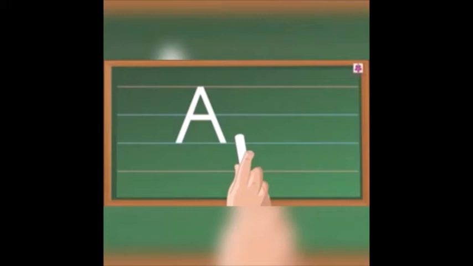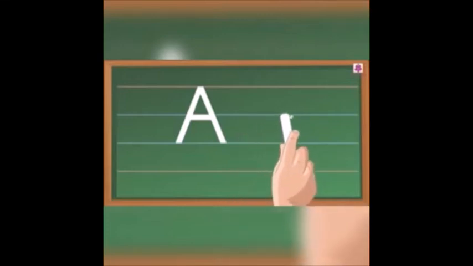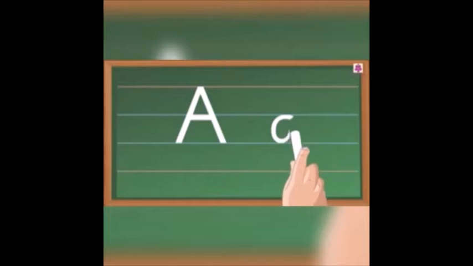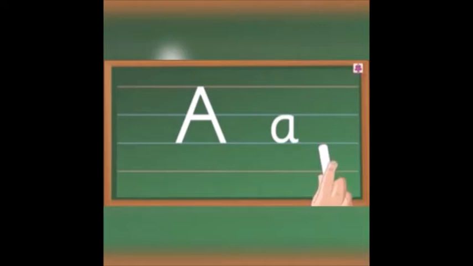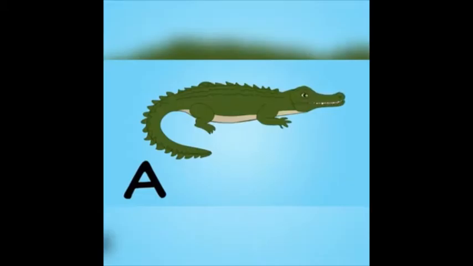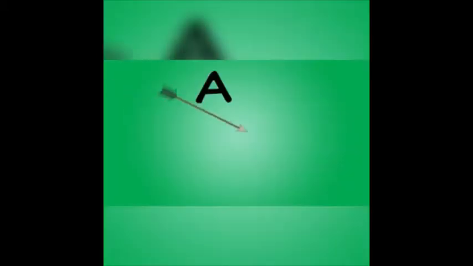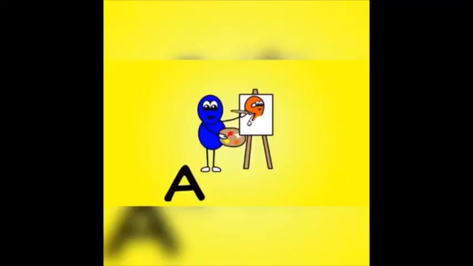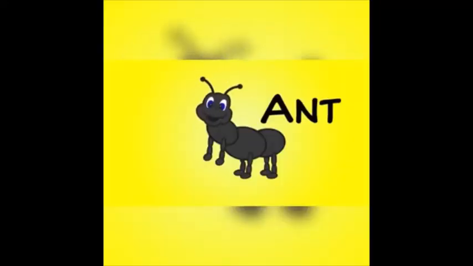Small a. Start from the middle and make a curve reaching the bottom. Next, go to the middle again and draw a standing line downwards with a small curl at the bottom. A as an alligator, A as an arrow, A as an artist, A as an asteroid, A as an airplane, A as an ant.